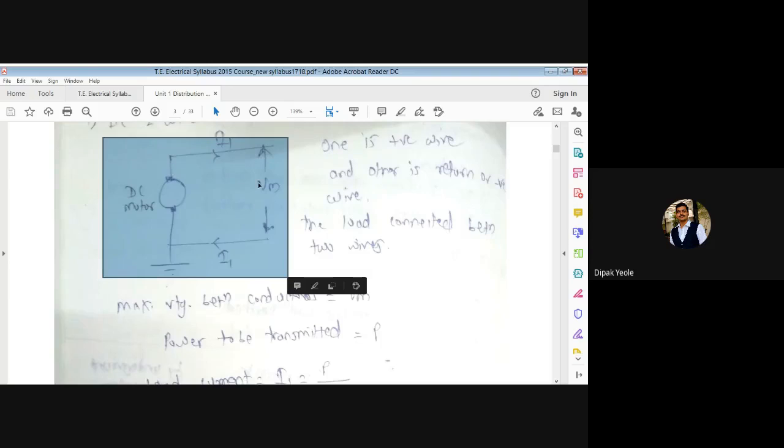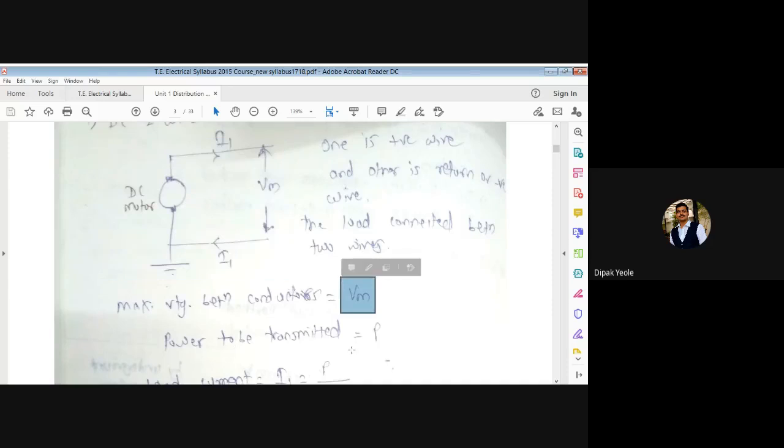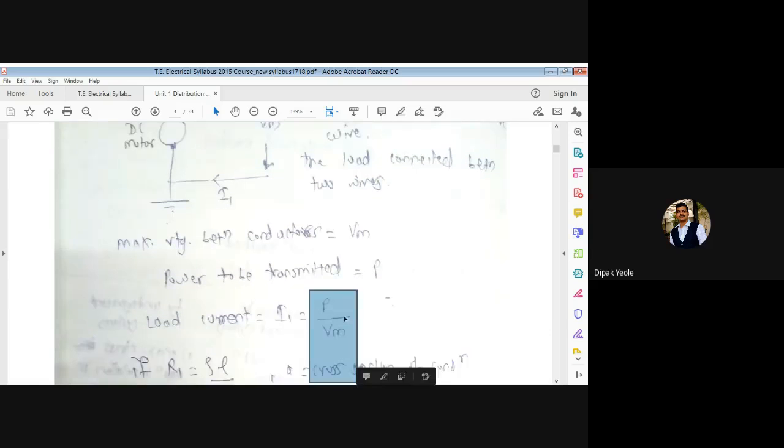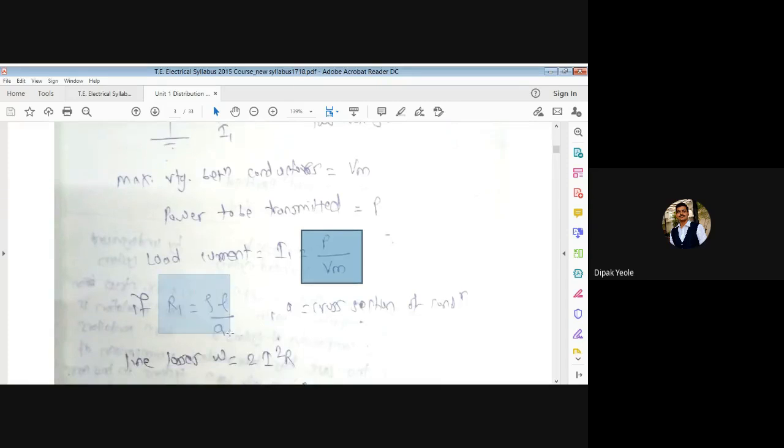Yes. Now we have to take the VM as a maximum voltage. So VM stands for maximum voltage. The power transmitted is P. So we know that whenever we are using the power application, the voltage is available, and because of voltage there is a current available. Yes. So if we are interested to find out the current I1, I1 is nothing but P upon VM. So this is the important calculation of load current that we know. After that, we are interested in the specific resistance, or you can say the law of resistance, R1. R1 equal to rho L by A. And what is A? A is nothing but the cross section of the conductor.